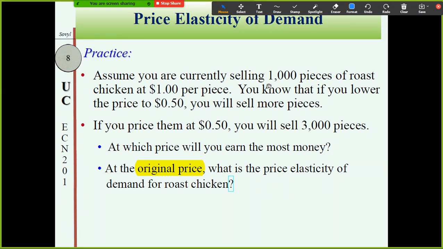Assume that you are currently selling 1,000 pieces of roast chicken at $1 per piece. If you lower the price to 50 cents, or $0.5, you will sell more pieces. If you charge buyers 55 cents per piece, you will sell up to 3,000 pieces of roast chicken. Two questions: at which price will you earn the most money? Second one, at the original price, what is the price elasticity of demand for roast chicken? Okay, let's see this one.